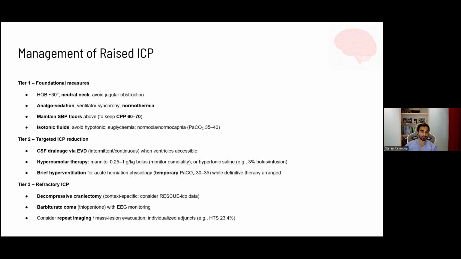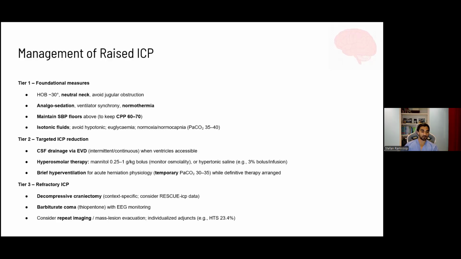The Brain Trauma Foundation guidelines is a tiered protocol. In tier 1, it's your basic protection. So you want to keep your head up, 30 to 45 degrees, neck in the midline, good sedation to stop any coughing or vent asynchrony. You want to keep the patient normothermic. You want to use isotonic fluids and ventilator settings that will keep the PaCO2 between 35 to 40. At the same time, we actively want to maintain the systolic blood pressure at a range that will allow the CPP to stay between 60 to 70. We're doing that based off of our equation.